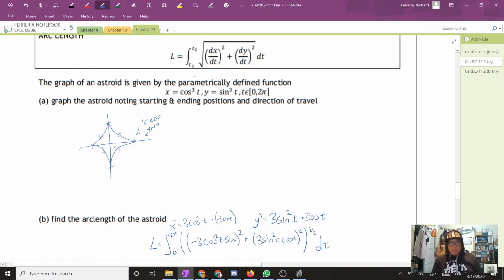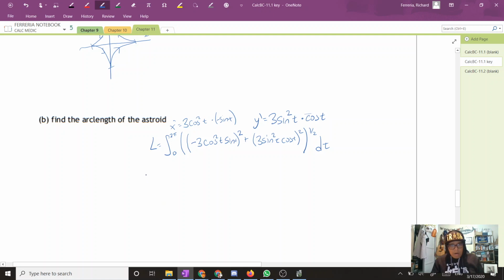So let's just make sure. Do we have a square root? Yeah, we have the square root. Do we have the derivative of x squared? Yeah, we have the derivative of x, and it's squared. Plus, okay, it's a plus. The derivative of y, did I square it? Yeah, I did square it. So here is my arc length formula. Now I'm going to go to the calculator and calculate that.